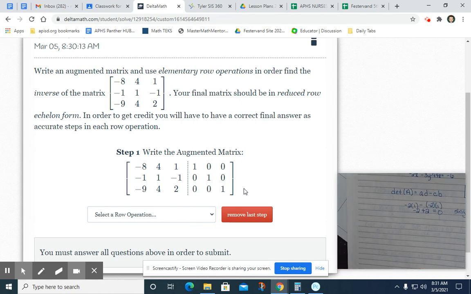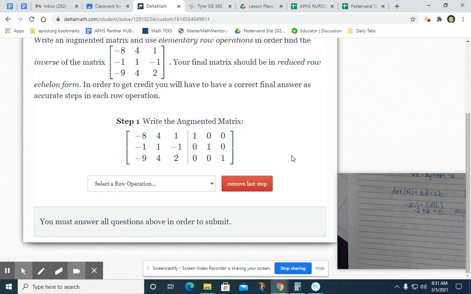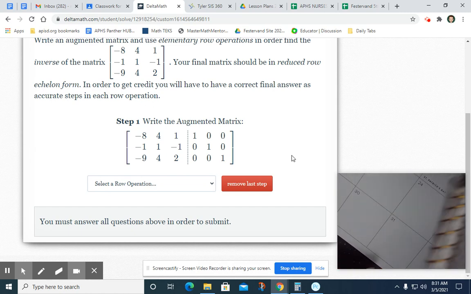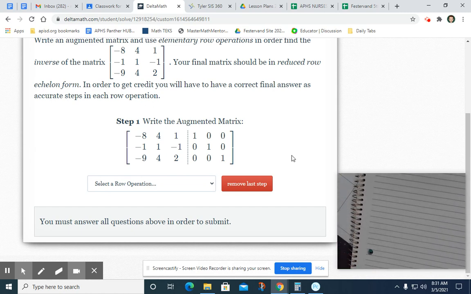But then you have to reduce it. So what I'm going to do is reduce my matrix on paper.